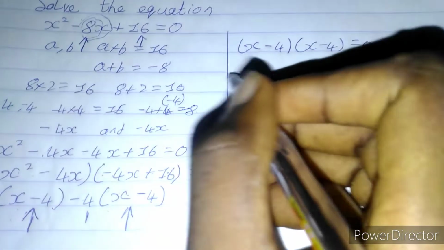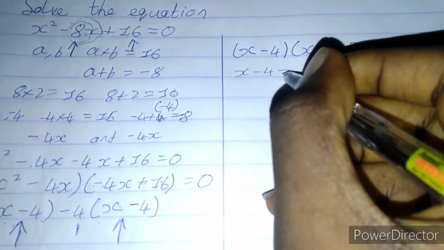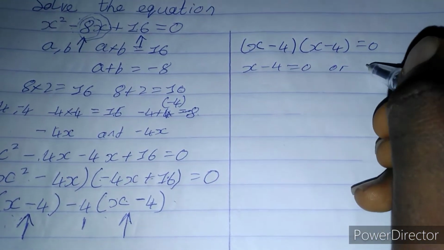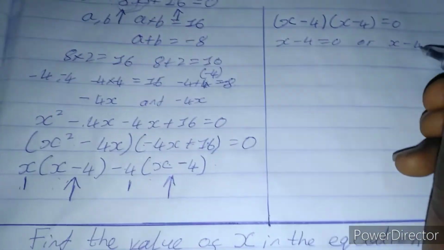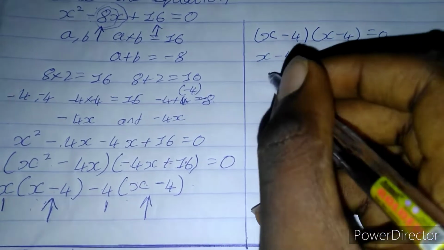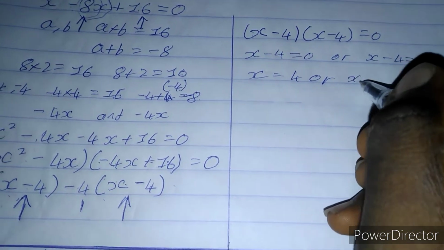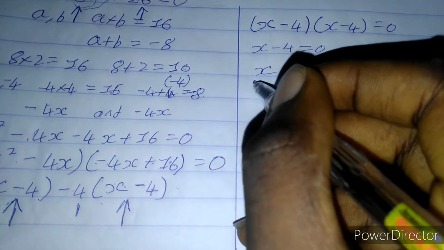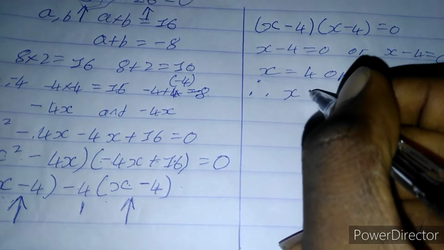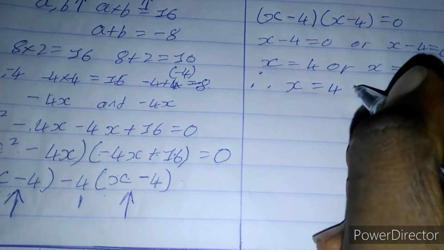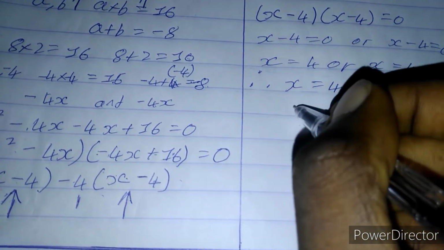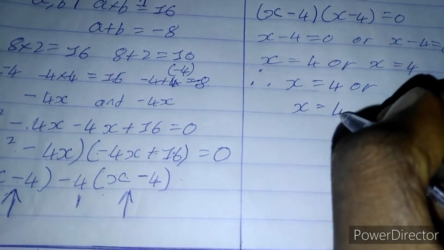Then we equate both brackets to 0. X minus 4 equals 0, or x minus 4 equals 0. When minus 4 crosses over, x equals 4, or x equals 4. Therefore, our x equals 4 or 4, which is also x equals 4.